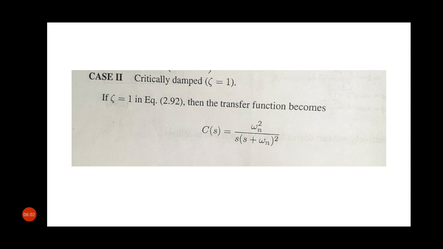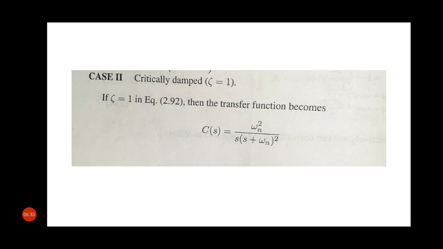So if we consider zeta equal to 1, then the system is called a critically damped system. If zeta equal to 1, then the output equation, that means C(s) equals omega n square divided by (s plus omega n) whole square. I have already told this, and I have already derived how this comes in the impulse response of a second order system.